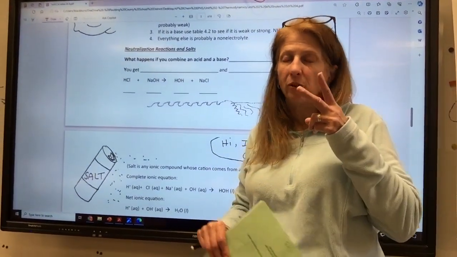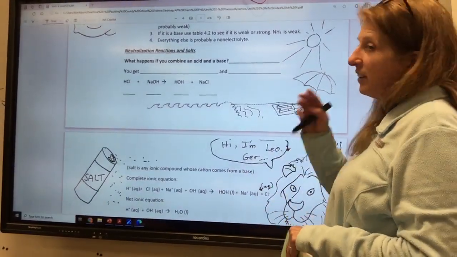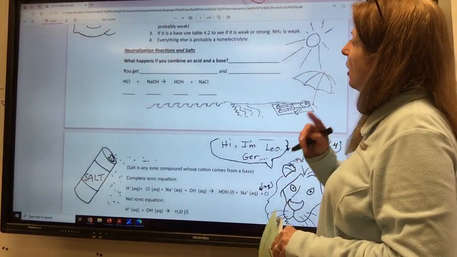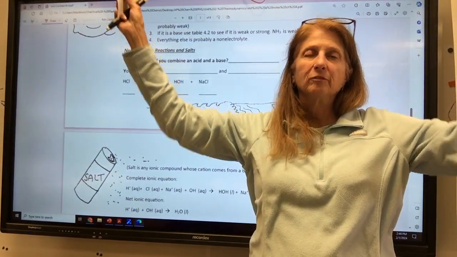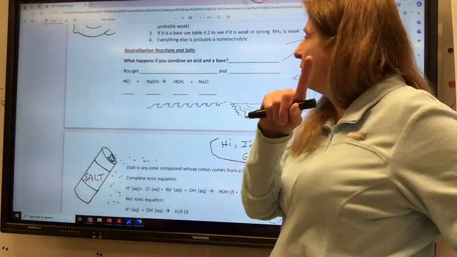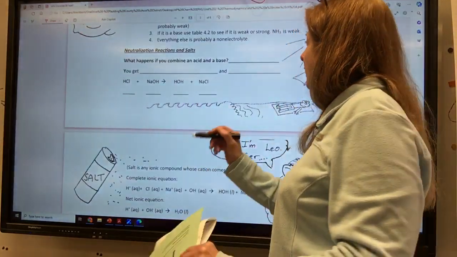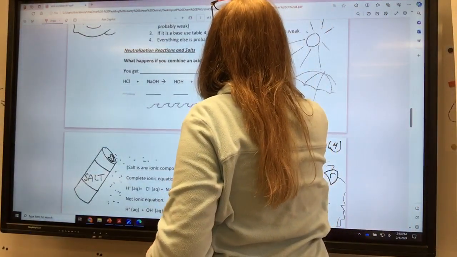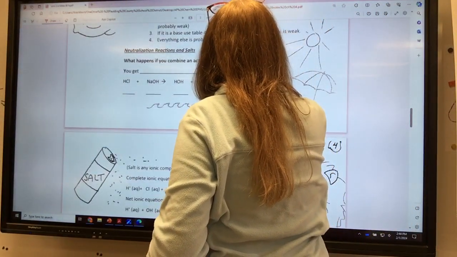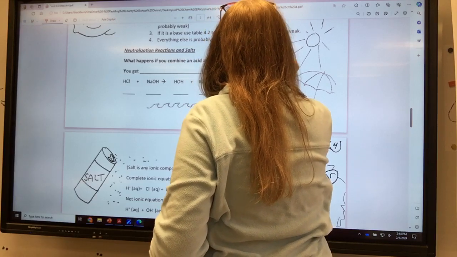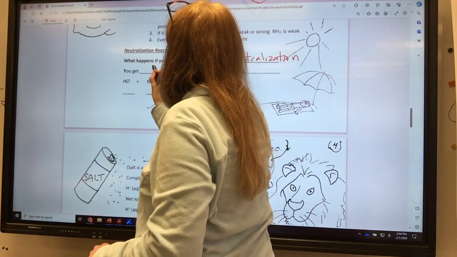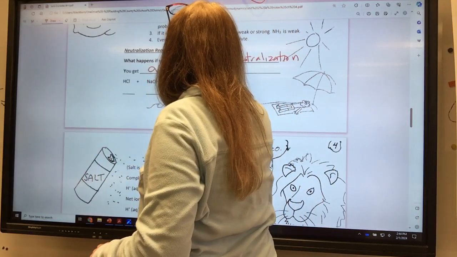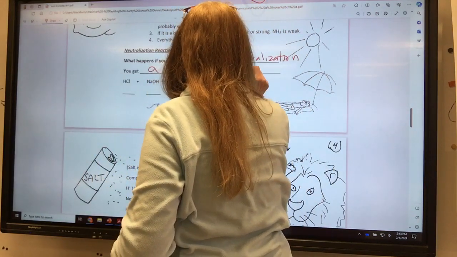Welcome back. This is part 2. Okay, neutralization reactions in salts. What happens if you combine an acid and a base? Neutral. See, physical science falls for it and they go, a bomb. No, you get neutralization. Okay, so you get a salt. It might not be table salt, but you get a salt and water.